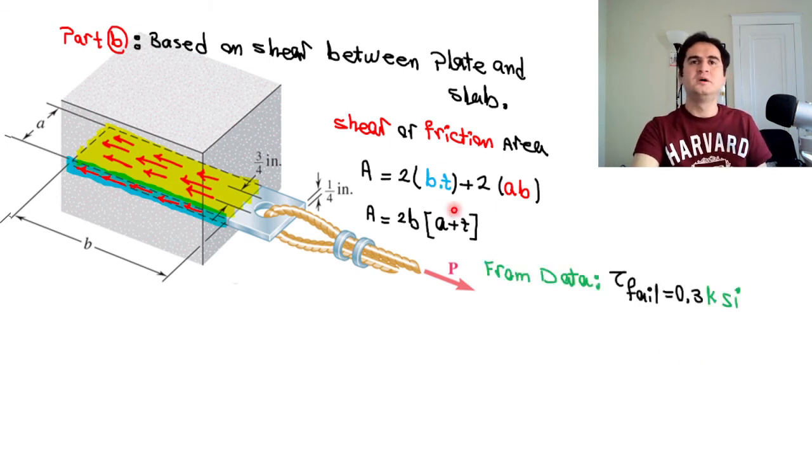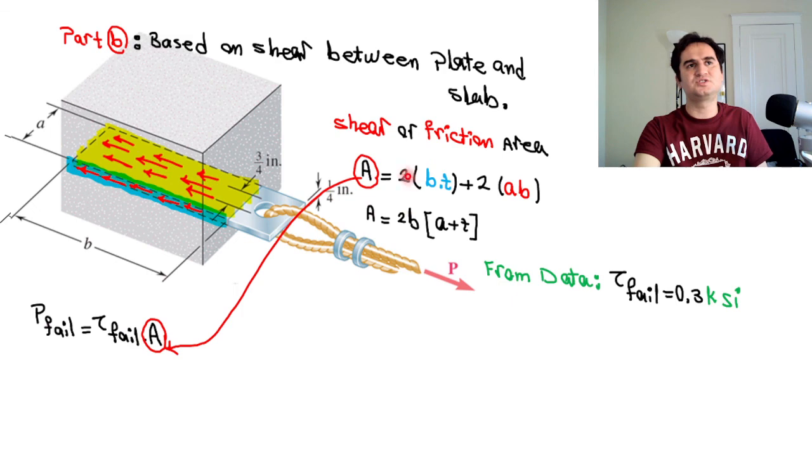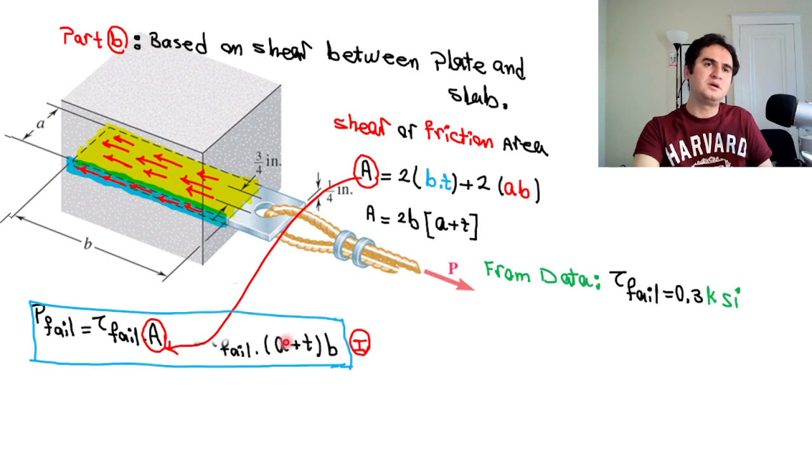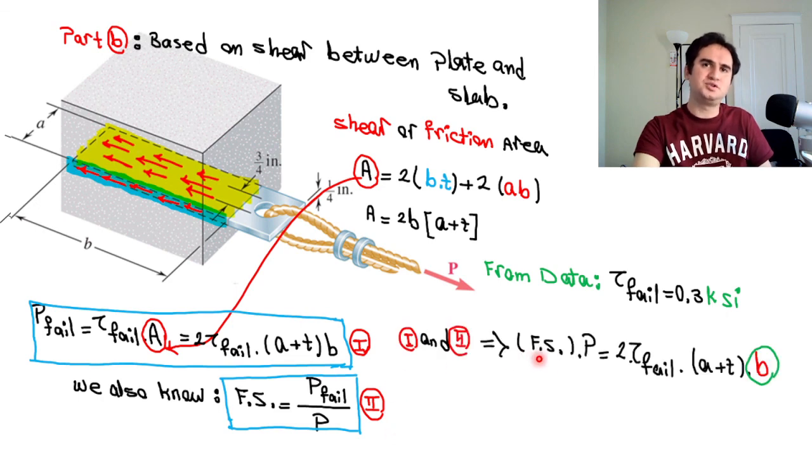From the data, we know tau failure, the bonding shear between the materials, is provided to be 300 psi, which is 0.3 ksi. And P failure this time is equal to tau failure times the appropriate area, and it just comes from here. If you replace the area in the formula and call it formula 1, on the other side we know the factor of safety is P failure over acceptable P. Setting it equal gives you the key to solving for the only unknown, B.